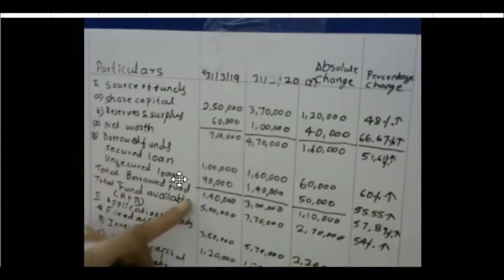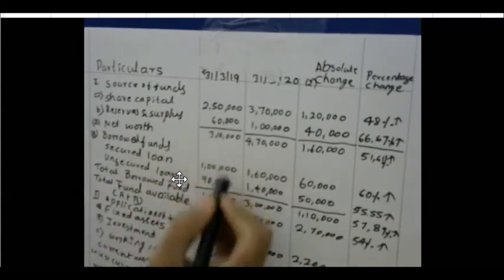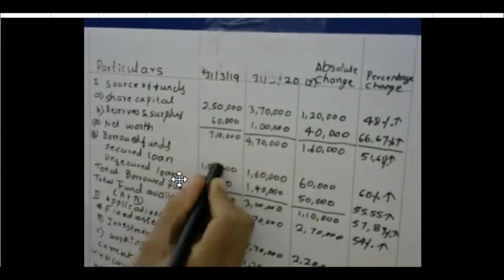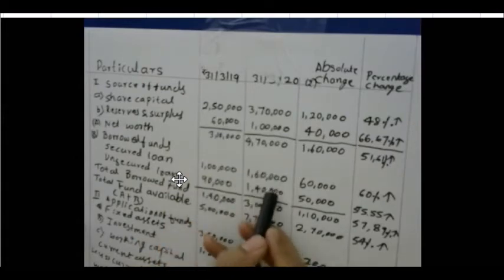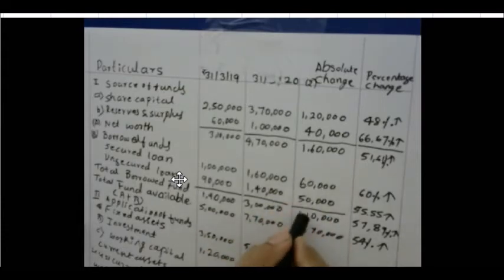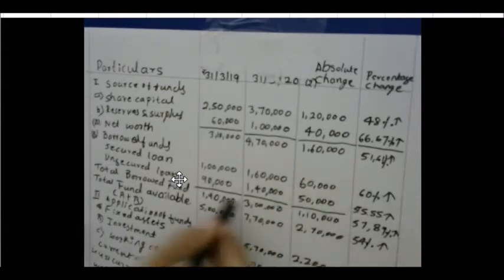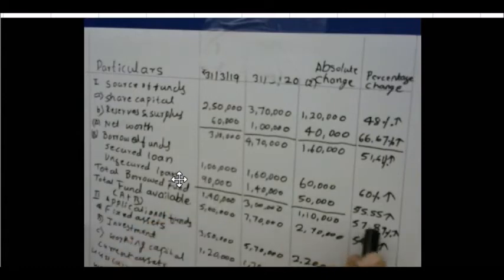So total borrowed fund: 1 lakh rupees plus 90,000 is 1,90,000 rupees. 1,60,000 and 1,40,000 equals 3 lakh rupees. 60,000 plus 50,000 is 1,10,000. 1,10,000 divided by 1,90,000, we get 57.89% as increasing.